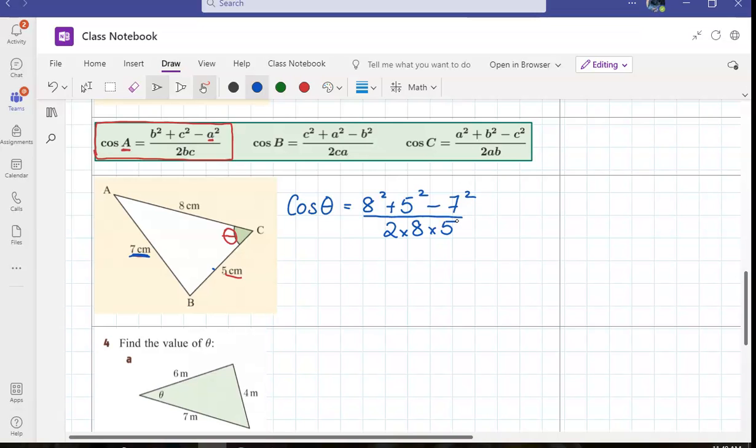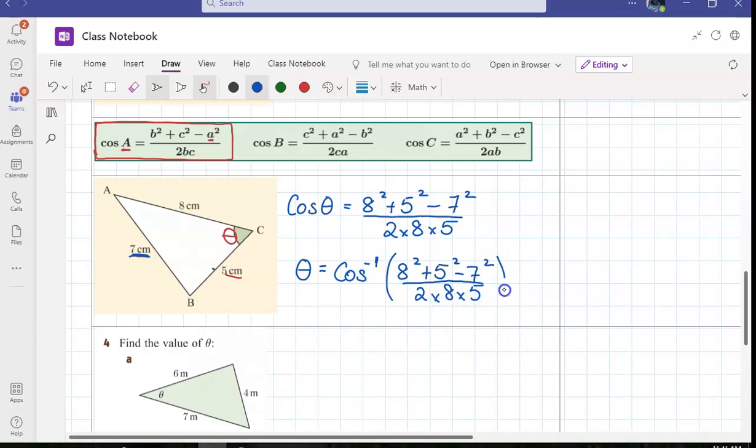Who remembers how to get rid of cosine? What is that called? Cos to the minus 1, the inverse. That is right. So we're going to go theta, the inverse of all of that. Some of you like to use your answer button. Some of you like to just type in exactly what you see, your call.